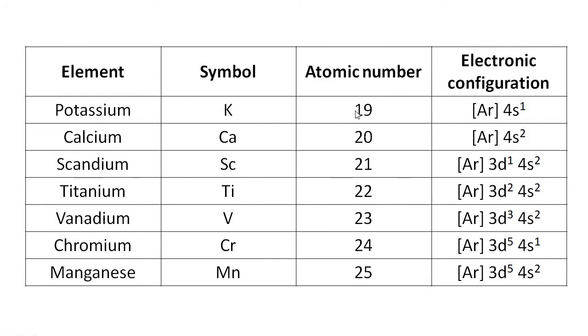Next, for potassium, atomic number 19, we make use of the nearest inert gas, argon. It has 18 electrons. The 19th electron enters the next higher energy level, that is the 4s orbital, so it becomes 4s1. For calcium, Ca 20, the second electron pairs up with the electron present in the 4s orbital.